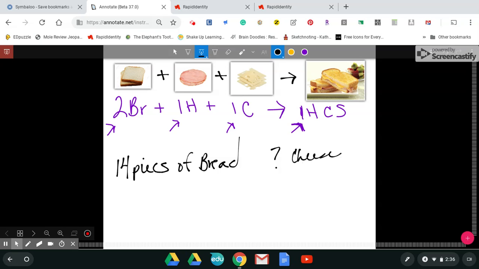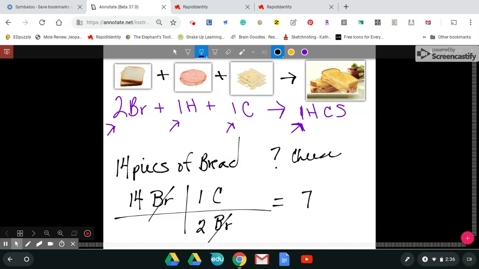Well, I always write down what you've got. So I'm starting with 14 pieces of bread. All right, what I'm trying to get to is cheese. So 1 piece of cheese, it takes 2 pieces of bread. All right, bread cancels. I need 7 pieces of cheese. See how I converted bread into the amount of cheese that I need?